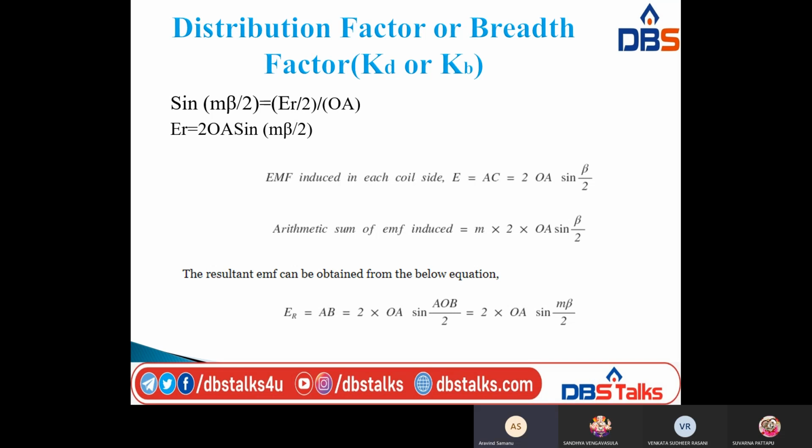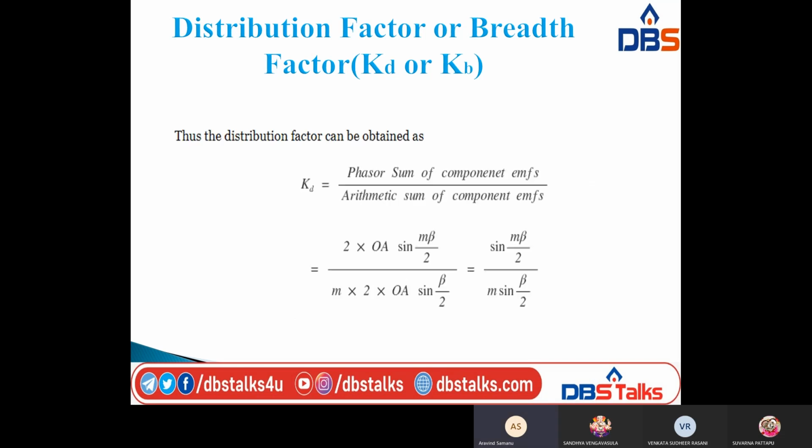So this is for phasor sum. So this is for arithmetic sum, that is m into 2 into OA sin beta by 2. This is for arithmetic sum, and this is for the phasor sum, that is equal to 2 into OA into sin m beta by 2.